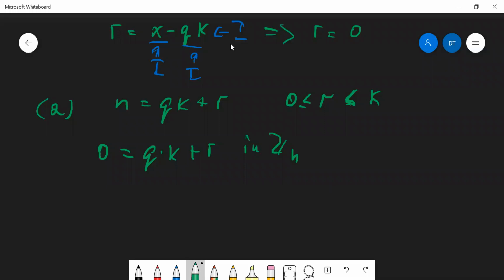This is an equality in the ring of remainders. But this simply means that r is equal to minus qk in Zn. Since k belongs to the ideal, then minus qk also belongs to the ideal. So r is an element of the ideal. But this element is strictly smaller than k. So by the choice of k, again, we get that r must be 0. And this simply means that n is divisible by k.